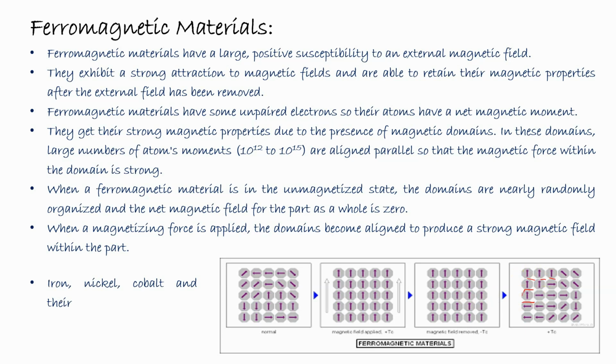The examples are iron, nickel, cobalt, and their alloys. These are very good ferromagnetic materials and that can be easily magnetized.